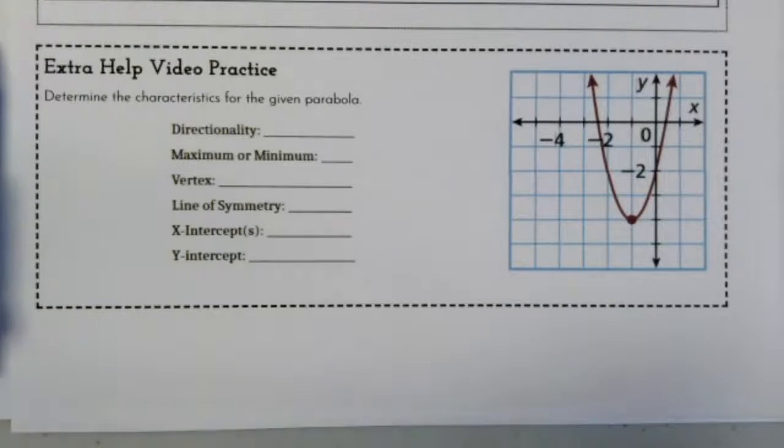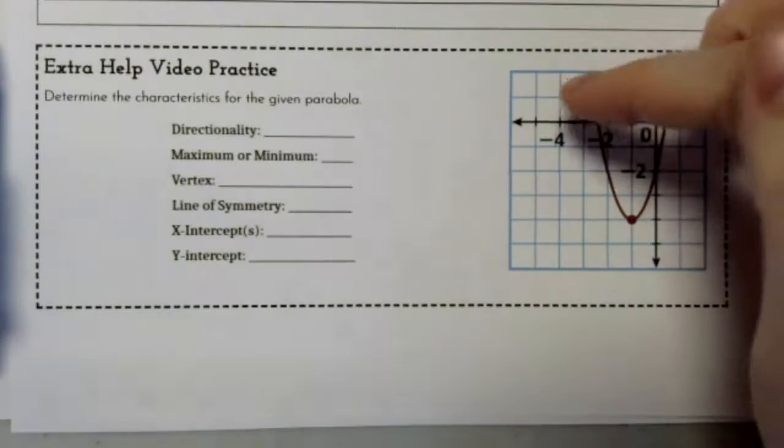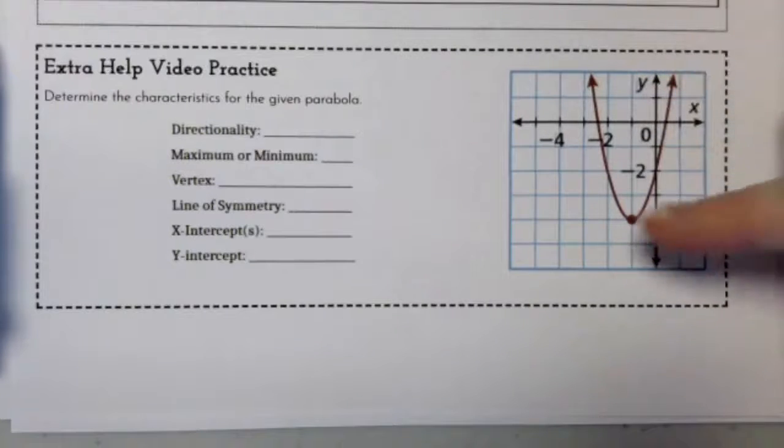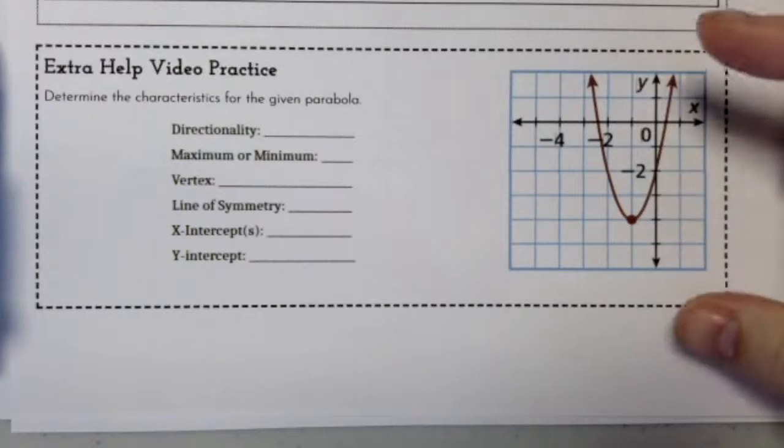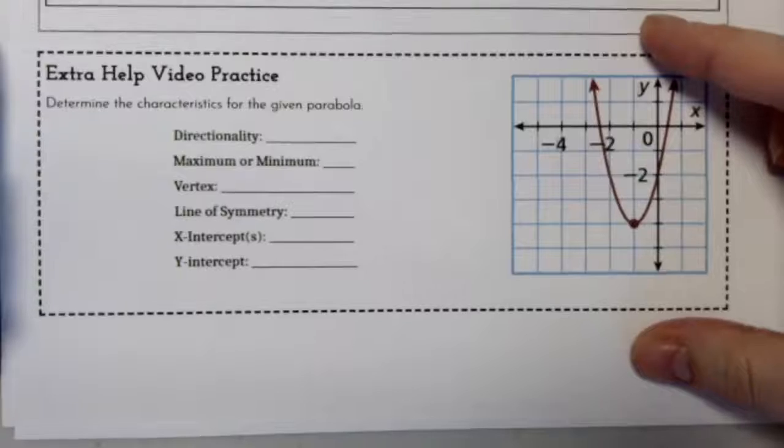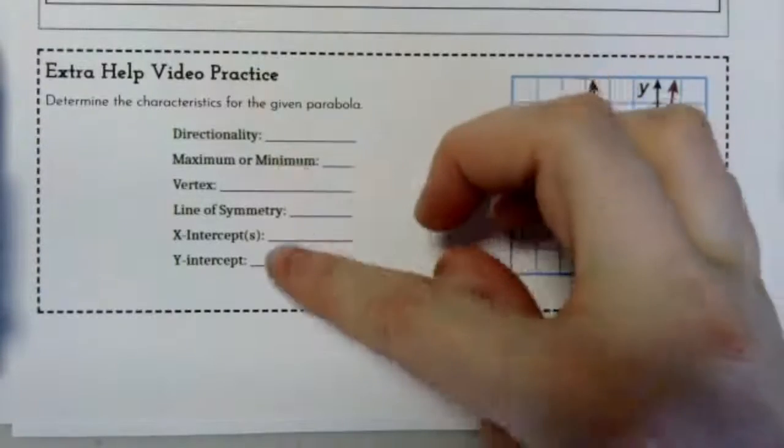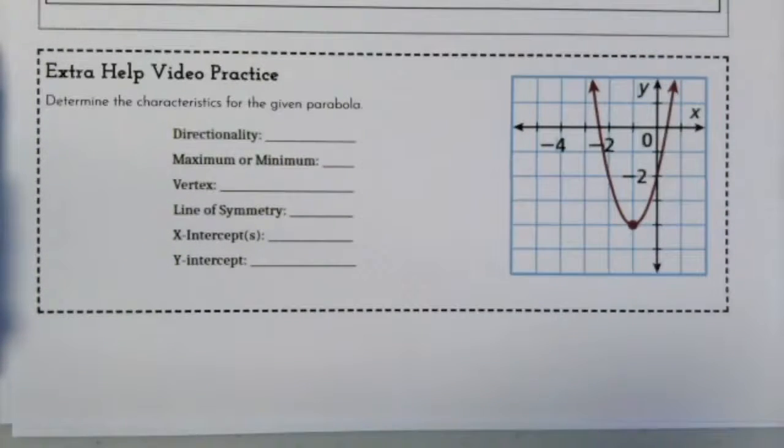Hello. In this video, we're going to be doing the extra help section for 5.2.1, which is on characteristics of quadratics. So as I go through this problem, I'm going to label my graph so we can use this as a template moving forward of where you look to find each of your characteristics.